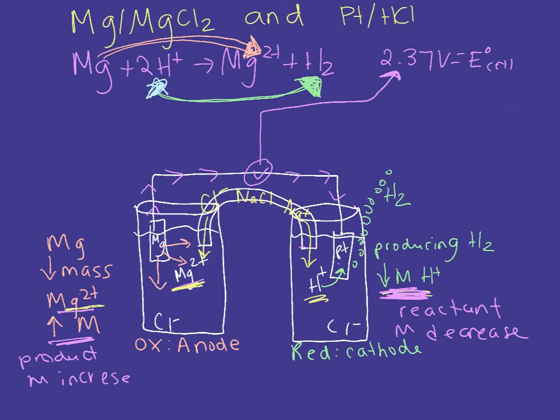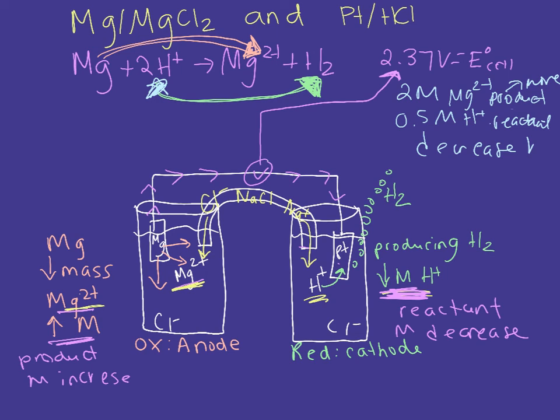So if we look at this, let's say we have 2 molar of Mg2+, and we have 0.5 molar, it really doesn't matter which numbers you pick, of H+. This is my product. This is my reactant. And anytime I have more product than reactant, that's going to decrease the voltage. Okay, so it'll be something below 2.37.